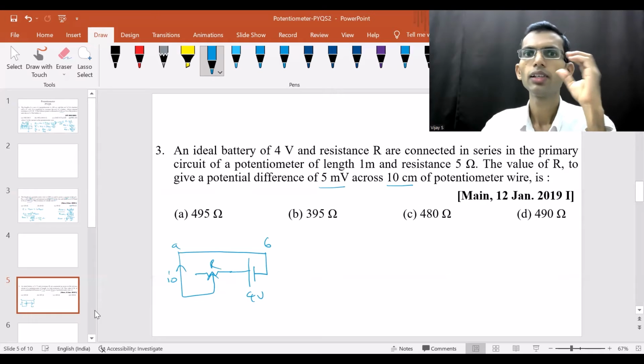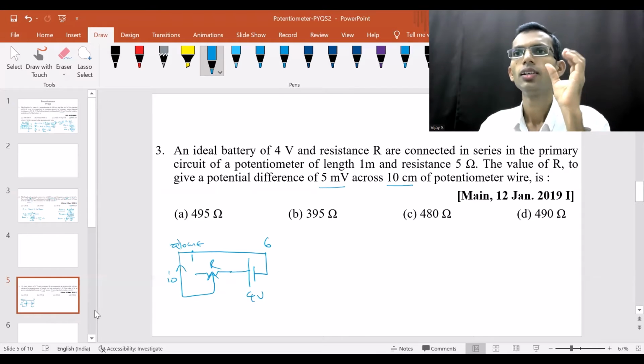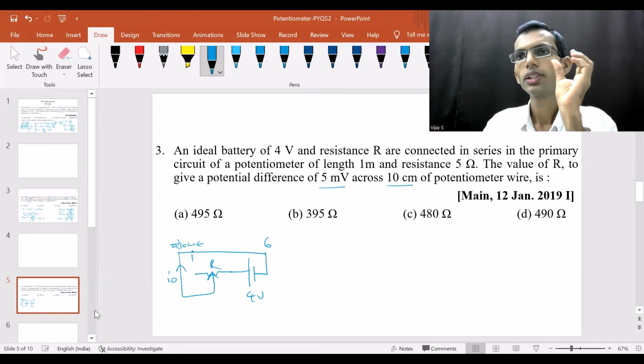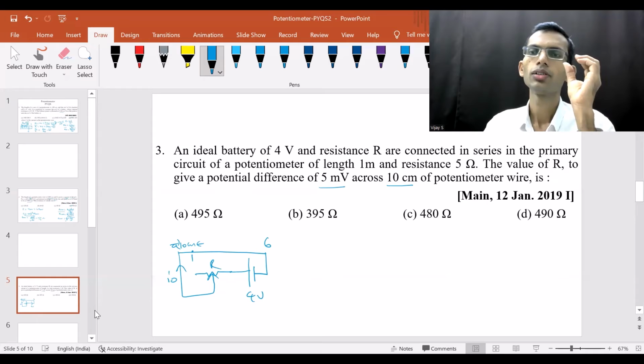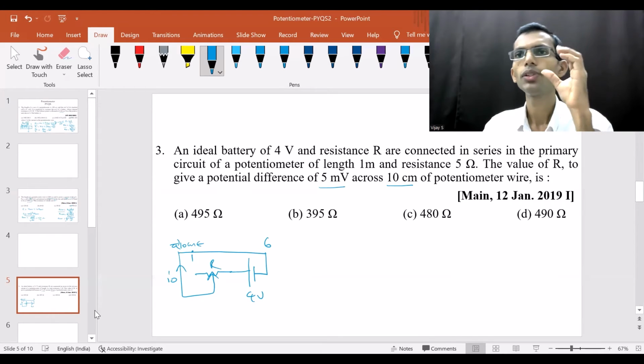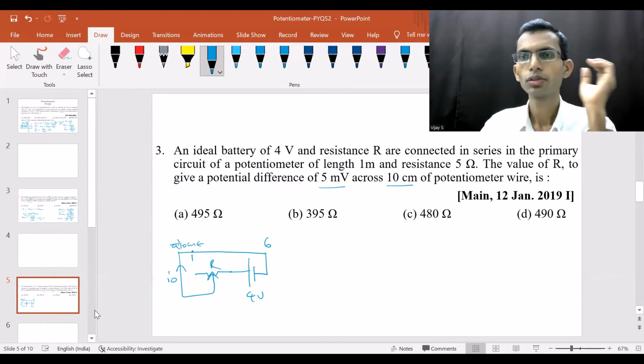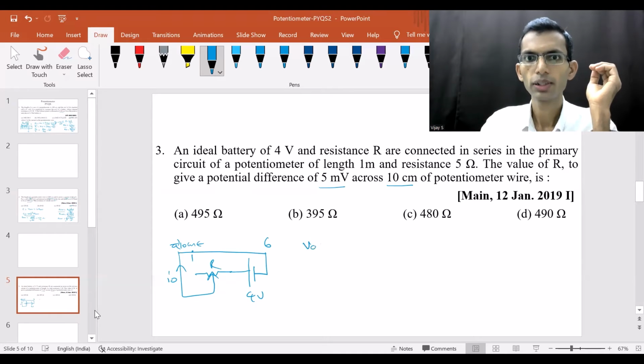Let us say 1 is a point on the potentiometer wire at 10 centimeter from A. He gave the potential difference across 10 centimeter as 5 millivolts. That means the potential difference across A and 1, whose separation is 10 centimeter, is also going to be 5 millivolts. That means VA1 is equal to 5 millivolts.